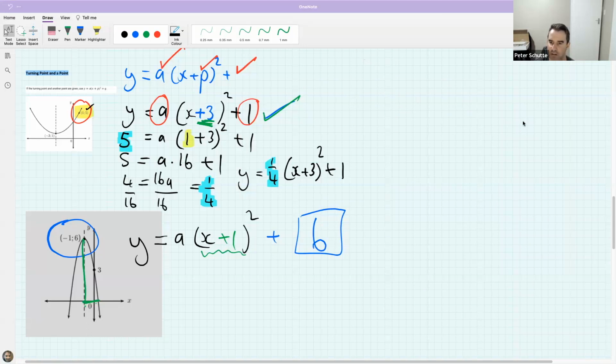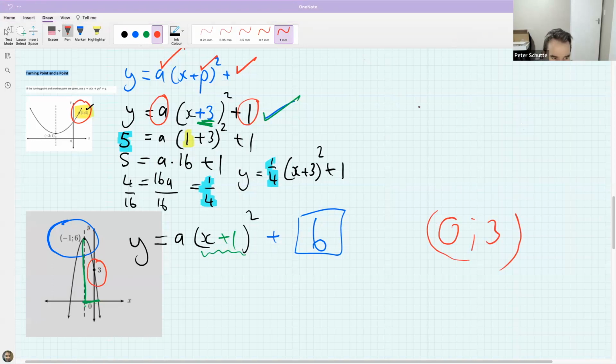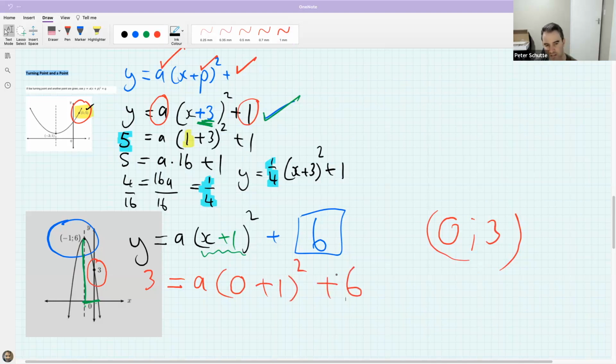Okay, now we have to find what A is. Let's have a look. What's a bit tricky is there's a point hiding over here, and that point is the point (0, 3). So if (0, 3) is there, I have to put a 3 where the y is, and I have to put a 0 where the x is. But I also have to deal with the 6. So can you find me my A?